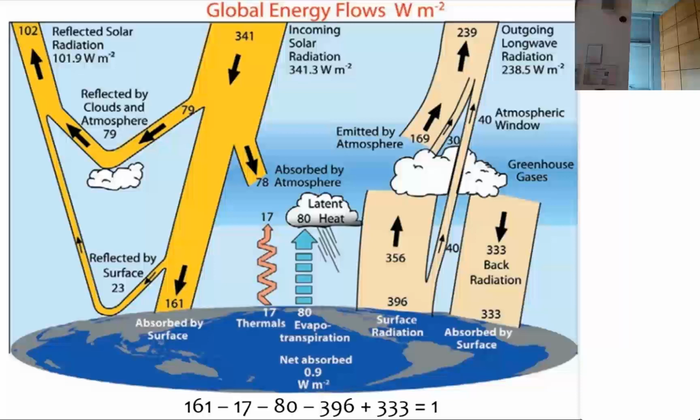And if you look at these numbers, right, 80 for latent heat, 17 for thermals, 161 here, 396 here, and 333 here. You see that these numbers are very big, right? Compared to the net change in radiative forcing, that is actually due to humans putting CO2 in the atmosphere and making these two things bigger. That's actually only 1 watt per square meter.